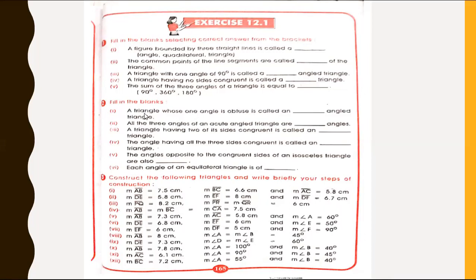Now the next question is, a triangle whose one angle is obtuse is called dash. Correct. Yes, Amna, Kainat, Halima. It is called an obtuse angle triangle. All the 3 angles of an acute angle triangle are dash.